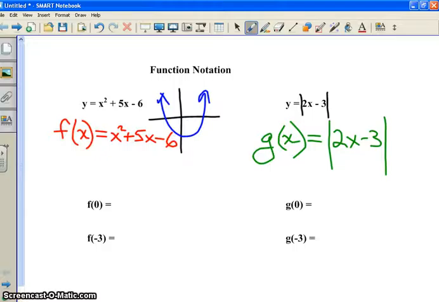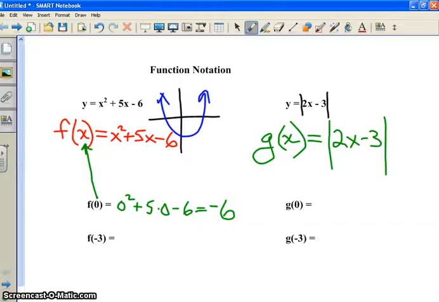Now, if we want to evaluate functions for different values, notice down here, f of 0, the 0 is our input. That has replaced the x value. So now in my equation, I'm going to replace all the x's with zeros and then evaluate that. 0 squared is 0, plus 5 times 0 is 0, minus 6 makes negative 6.